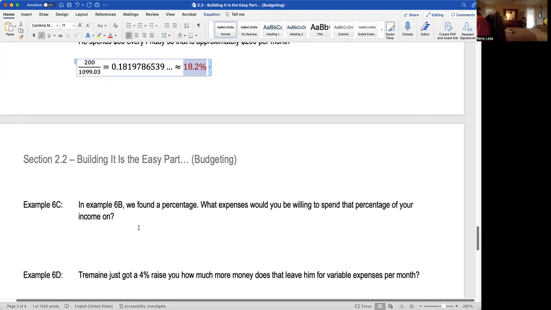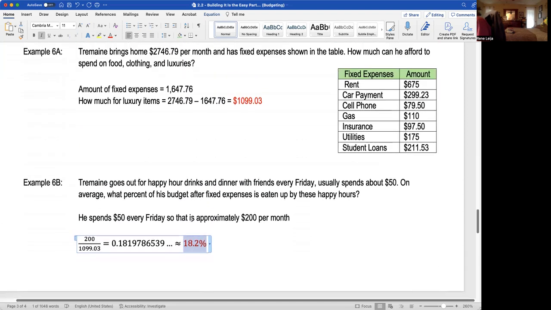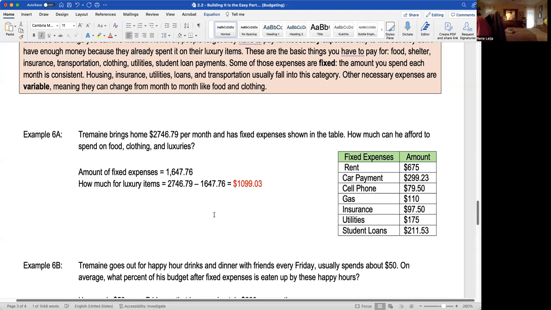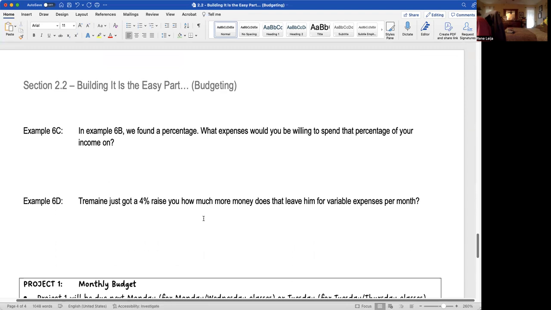All right. Now we found in example 6B, we found a percentage. What expenses would you be willing to spend that percentage of your income on? And that is personal, answers can vary here. So you would have $899 left. So you can fill this in. That's up to you.